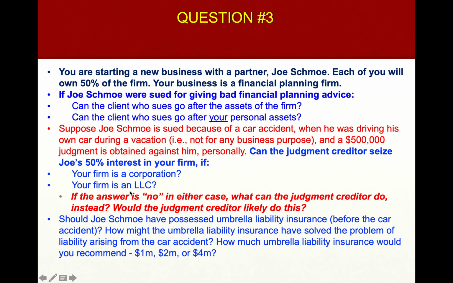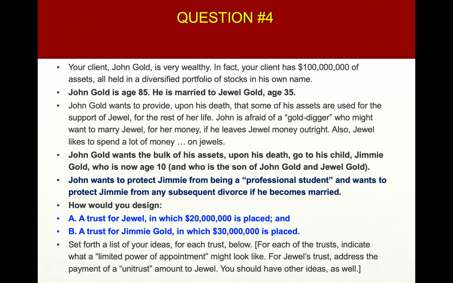All right. And if the creditor can't seize the interest, can't foreclose upon the interest, discuss the fact that there's a charging order available. Should Joe Schmo have possessed umbrella liability insurance, and how much? How much would have solved this problem of just general liability arising from a car accident or somebody slipping and falling at your home? Umbrella liability insurance takes care of that. How much would you recommend for someone like Joe Schmo or you as a partner in that firm? And there's really no one answer to that, but it'd be interesting for you to think it through.